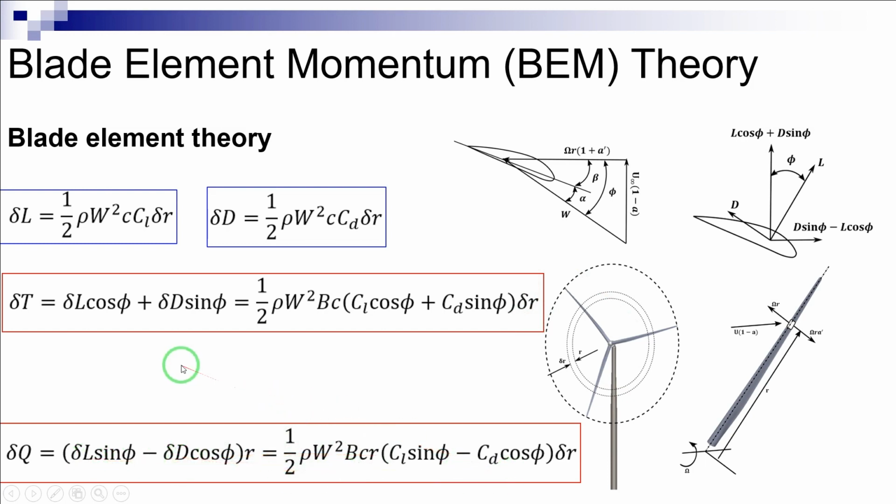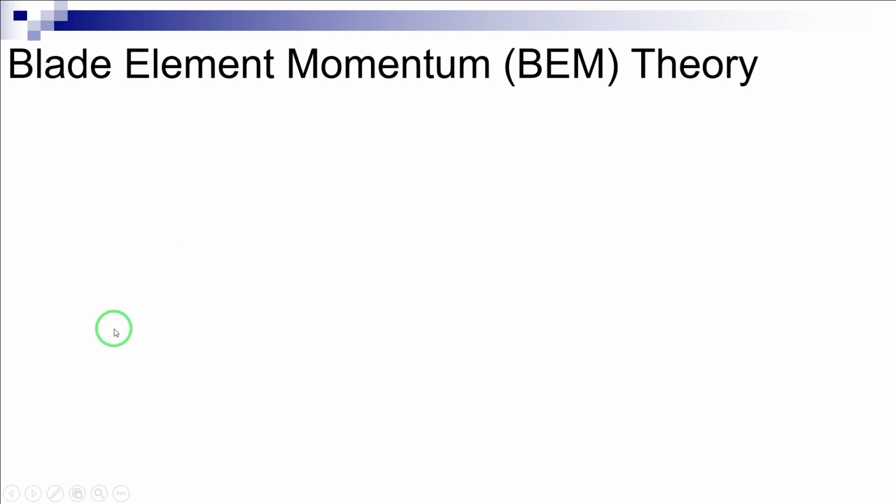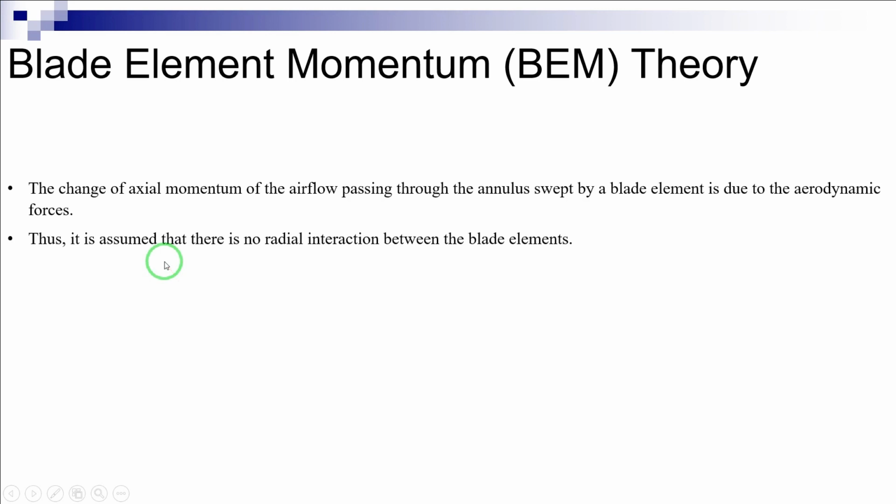The blade element momentum, BEM, theory. The BEM theory assumes that the change of axial momentum of the airflow passing through the annulus swept by a blade element is due only to the aerodynamic forces of that element. Thus, it is assumed that there is no radial interaction between the blade elements. Note that this is only true if no flow separation happens along the blade span.